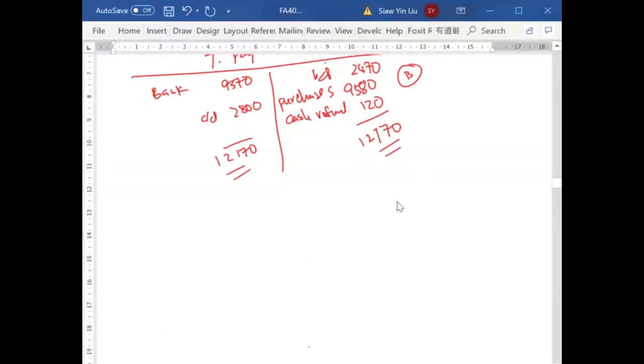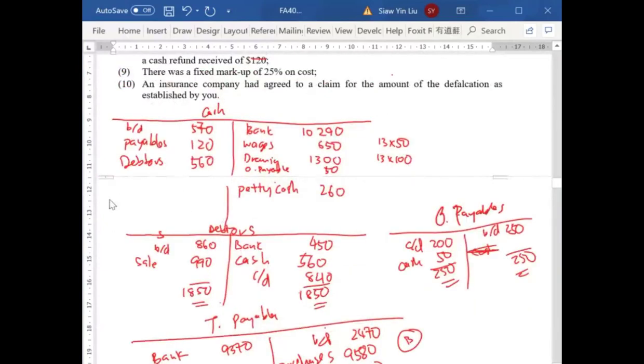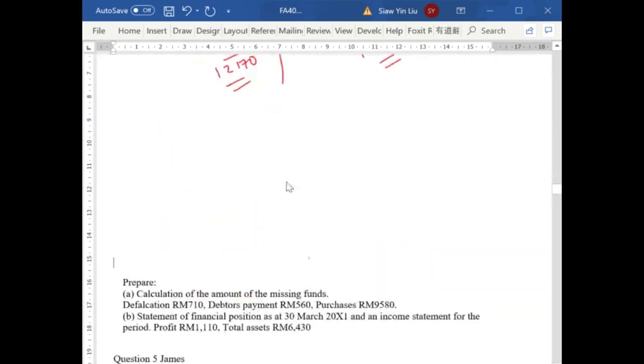Now we want to look for the figure in your cash book, this side. The only thing that increases your cash is sales, but we don't know how much your sales are. But we have the markup information, so from this markup information we can figure out our sales. So we need to figure out our cost of sales first.